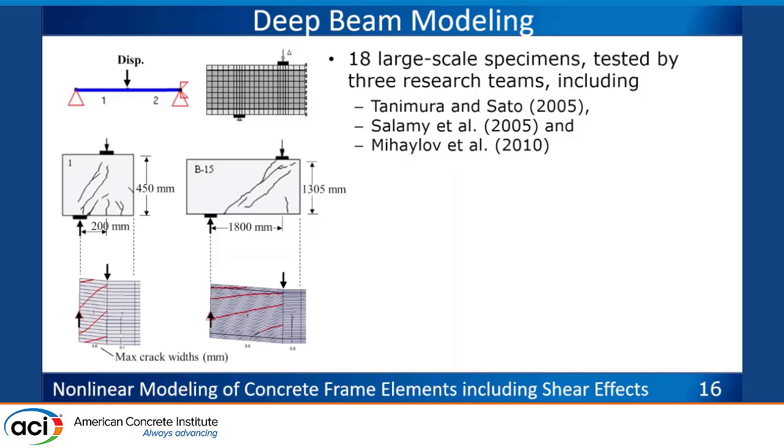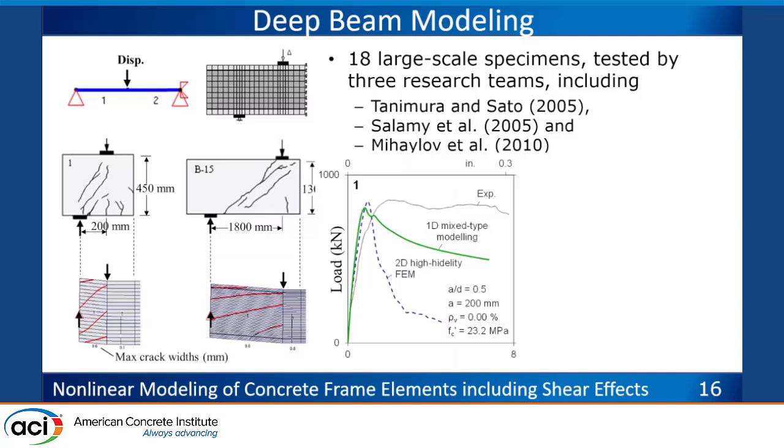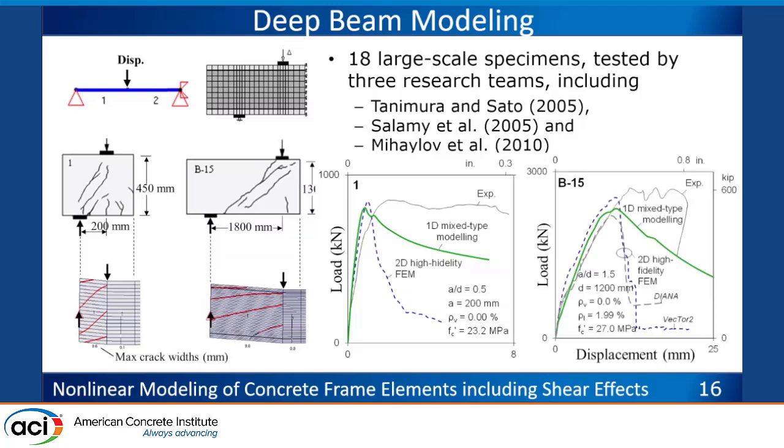So you can see deep beams. This is the crack pattern. Again, nothing perfect, but at least you get inclined shear cracking. Responses are comparable to a sophisticated 2D high fidelity FEM. So this is what we got from Vector 5. Of course, there are issues with ductility. It's not exactly the same, but that is a challenge in general.